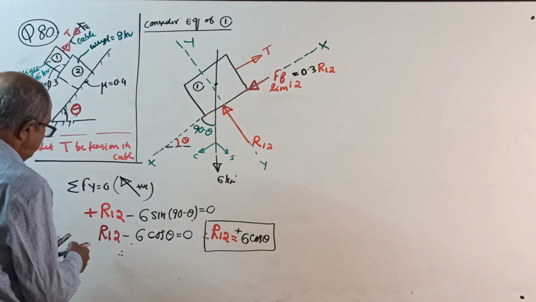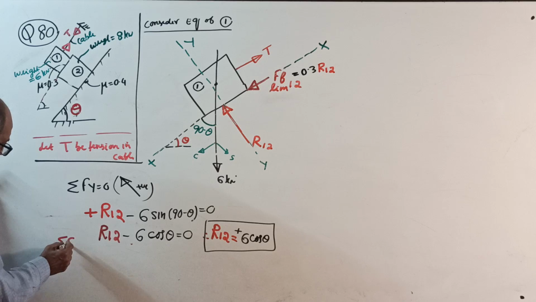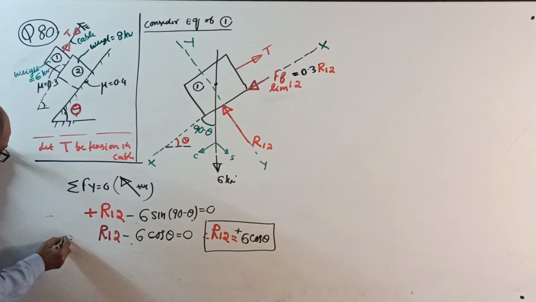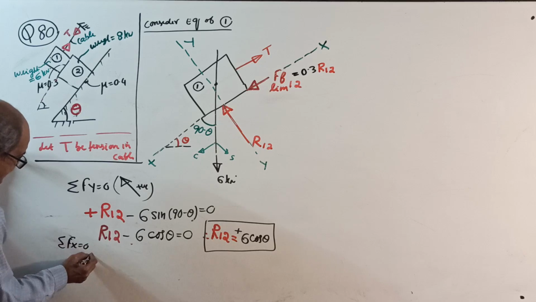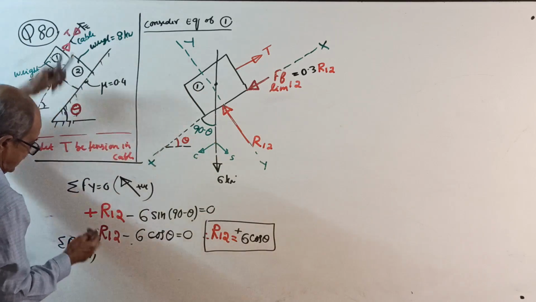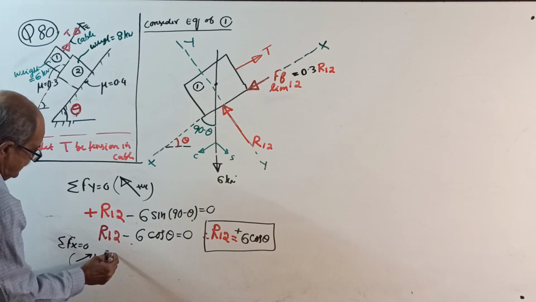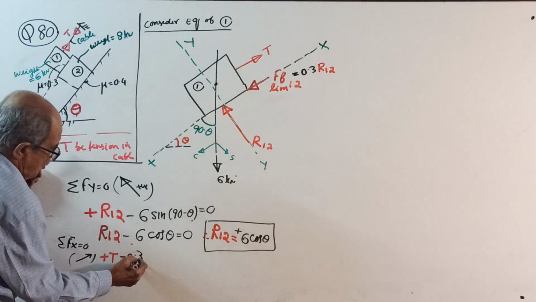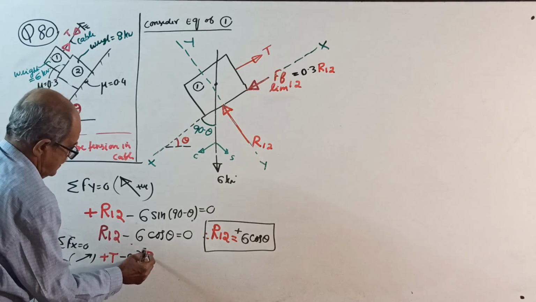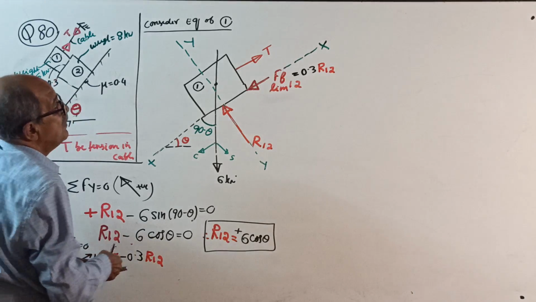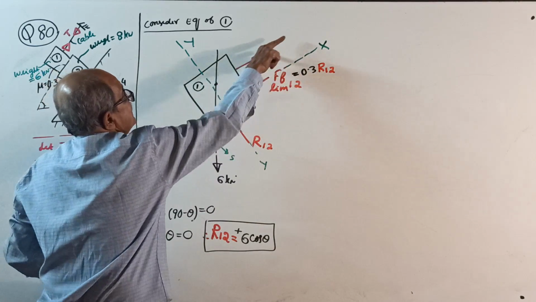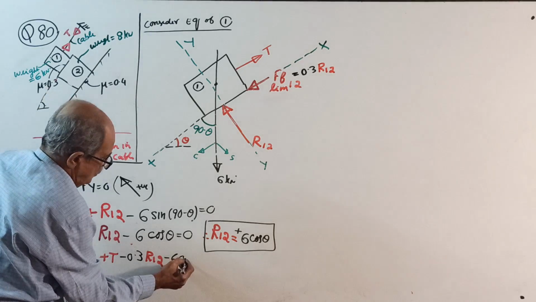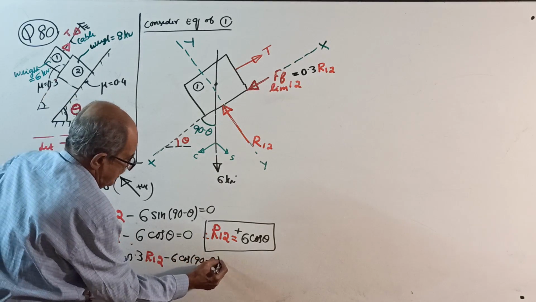Okay, now sigma Fx equals 0. This is not important. Sigma Fx, red color, equals 0, right side positive. Start. Plus T minus 0.3 R12, then plus T minus 0.3 R12 minus 6 cos of 90 minus theta equal to 0.